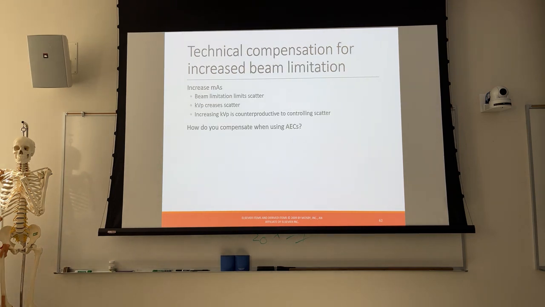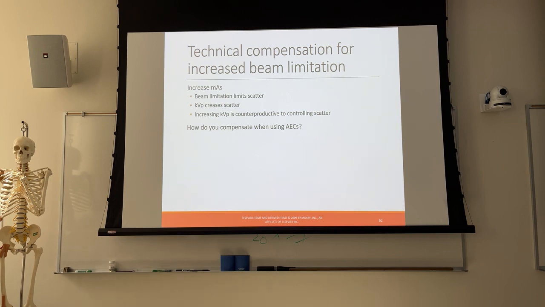Okay, so technical compensation is all about mass. Why not kVp? Because with kVp, if you increase your kVp, you increase scatter, right? So if you increase scatter radiation, you're trying to limit scatter radiation. Those are mutually exclusive. So you use mAs, right? So how do you compensate when you're using AECs? That's kind of a trick question. What do you do whenever you're using AECs?